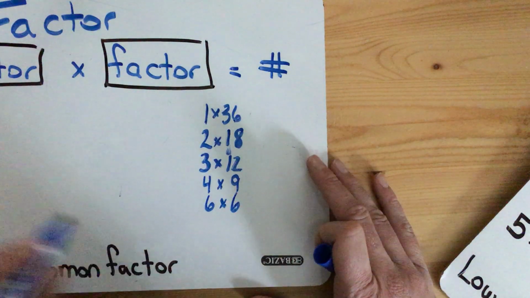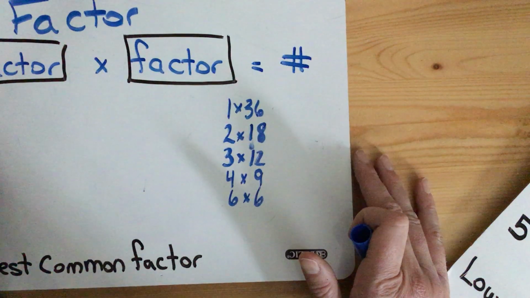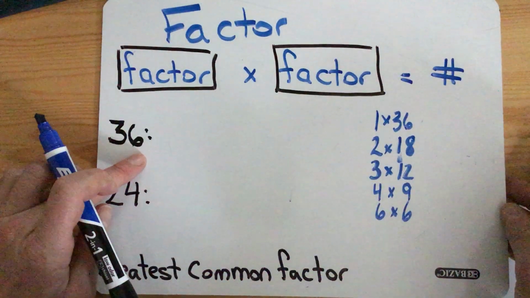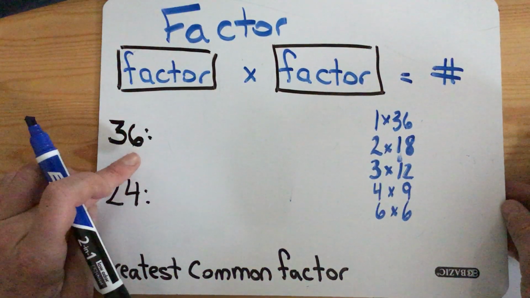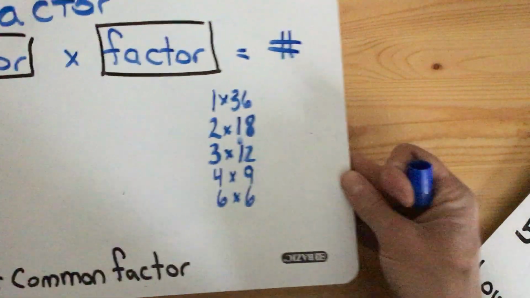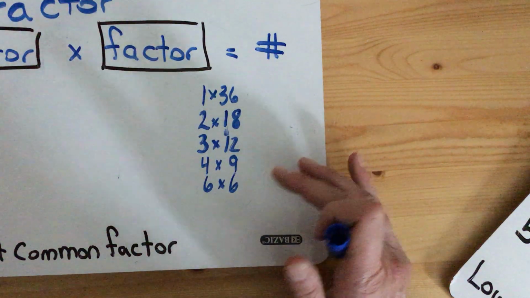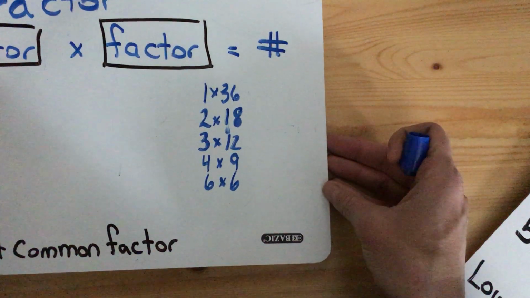So I skipped over 5 because I know right away 5 can't go into 36 because the ones digit is a 6. And then all multiples of 5 end with a 5 or a 0. So I know 5 times nothing can equal 36. So these are all the numbers that can go into 36. Those are the factors of 36.